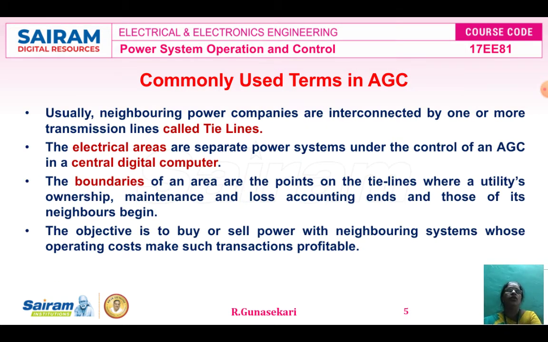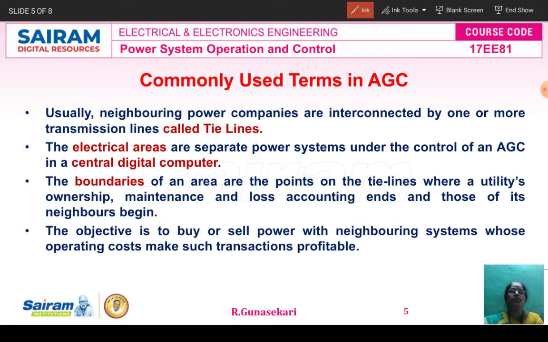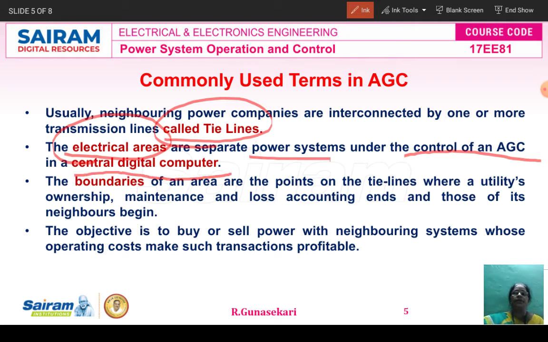Next, what are the terms used in the automatic generation control? The first is tie lines. What do you mean by tie lines? Tie line is nothing but when neighboring power companies are interconnected by one or more transmission lines, they are called tie lines. The next term used in the automatic generation control is electrical area. What do you mean by electrical area? Electrical area is nothing but a separate power system under the control of automatic generation control in a central digital computer. So the area represents the power system.